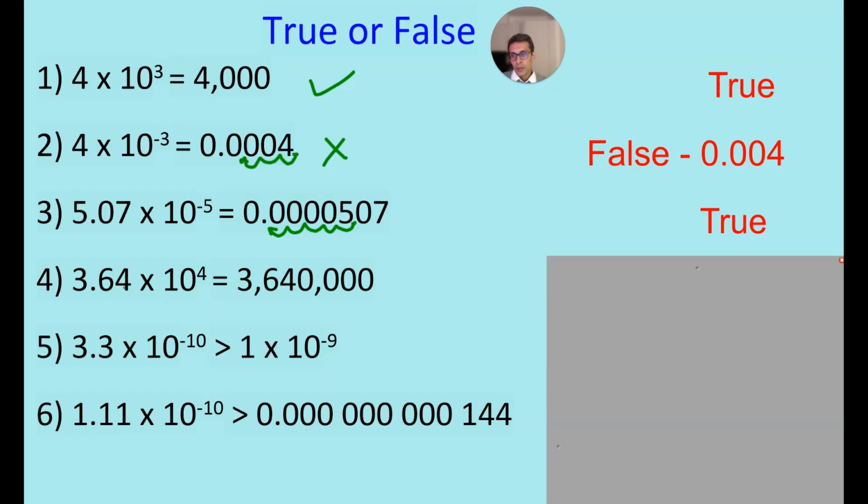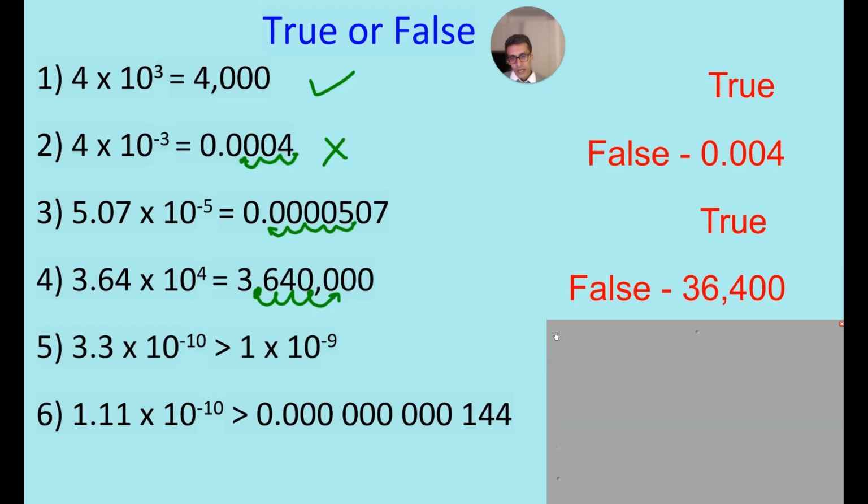Question 4. 3.64 times 10 to the power 4. Well, the decimal starts here and it moves 4 places to the right. 1, 2, 3, 4. That definitely doesn't work. We've got 2 extra zeros there. So either that should be a 6 or this number, we need to get rid of the 2 last zeros. So either of those options would make it true.